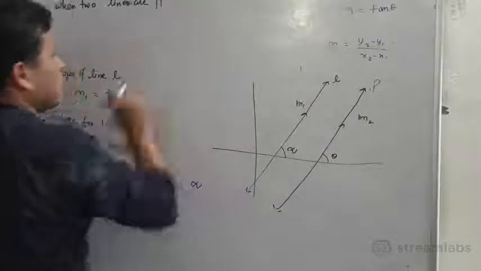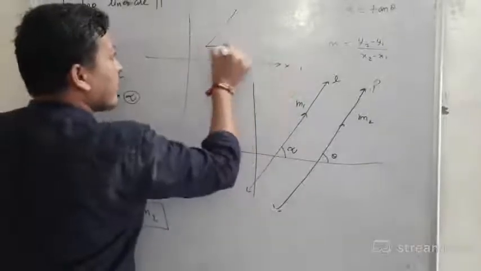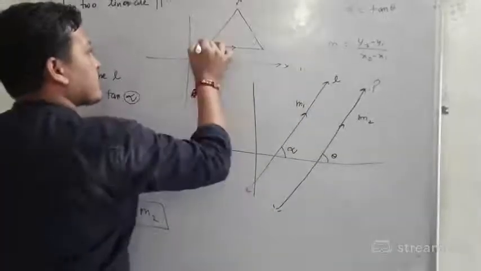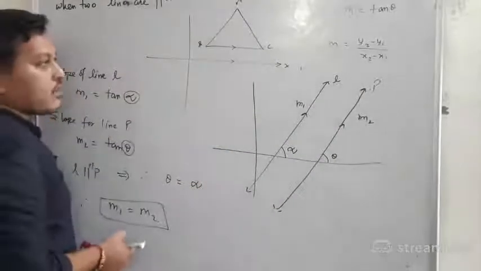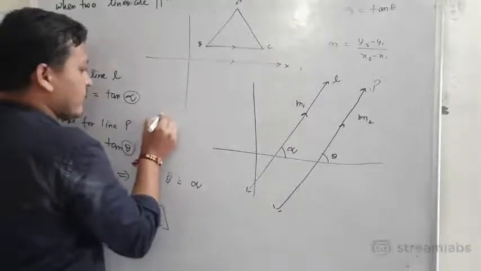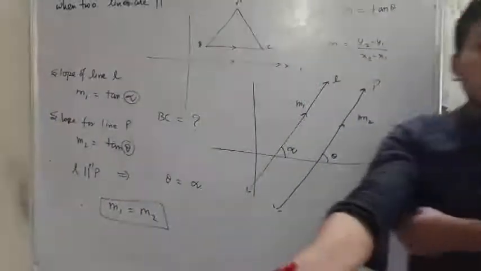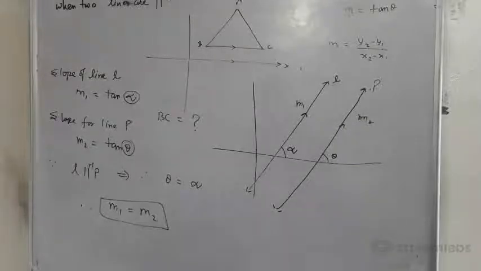Now tell me, this is the quadrant with the x-axis, and let this be an equilateral triangle ABC. Side BC of the equilateral triangle is parallel to the x-axis. The question is, what is the slope of BC? Please send your answer in the comment section. What is the slope of BC? Zero. Very good. Any other students? Zero. Good.